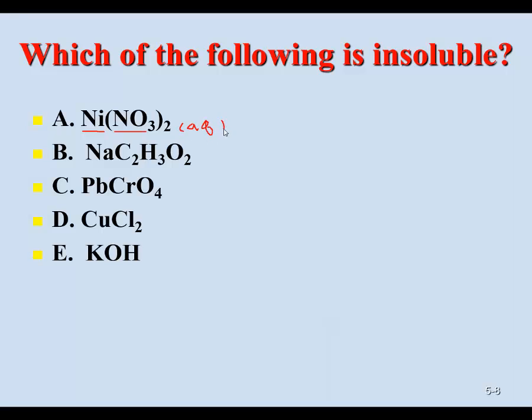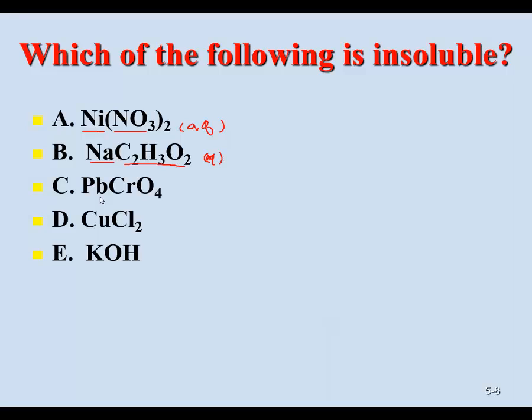Okay, the next species is sodium acetate. So the sodium salts we predict to always be soluble in Chem 101. The acetate salts we always predict to always be soluble. So we're going to say this is a very soluble compound. Whoops, AQ there for soluble compound.